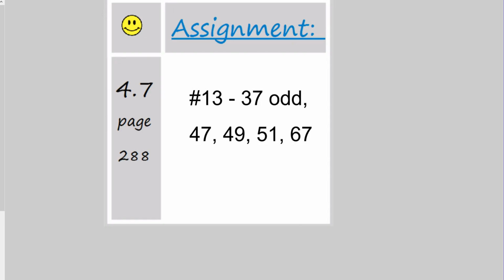Okay, so that's completing the square. That was section 4.7, and here is your homework.